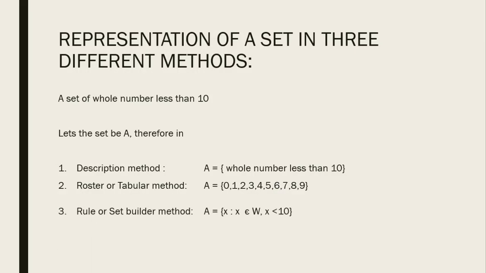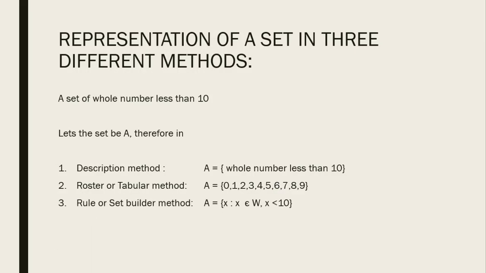Now the last one is rule or set builder method. We will write in this method the set A is equal to X such that X belongs to whole numbers and which is less than 10 also. Here W is the representative of whole numbers, and these are the three different processes by which we represent a particular set.